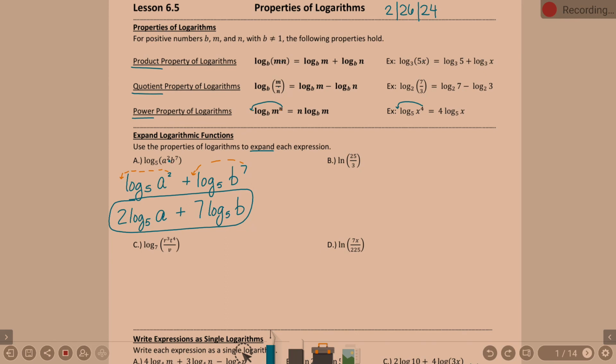What's the first property I can use here? Quotient. If you have the log of a division, it can be rewritten as 2 logs being subtracted. So how am I going to rewrite this? Natural log of 25, and then what? Minus natural log of 3.